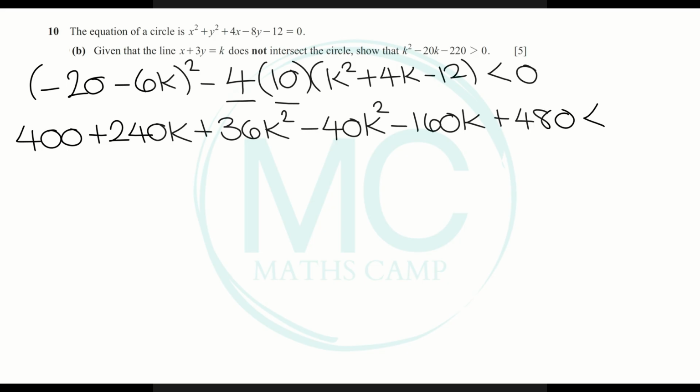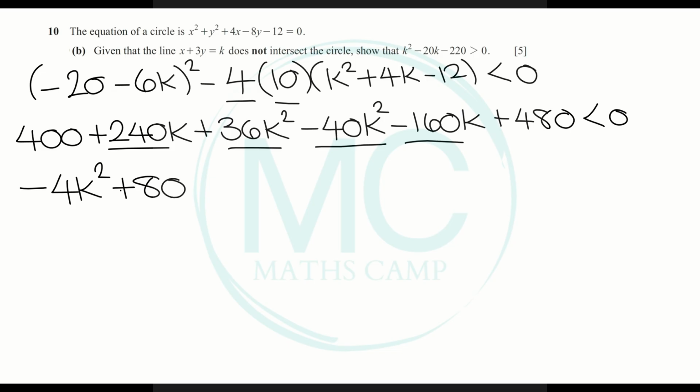And we make this smaller than 0. Once again, I need to add like terms. Let's start with our squares. 36k squared minus 40k squared gives me negative 4k squared. 240 minus 160 gives me 80, so plus 80k. 400 plus 480 gives me 880. And this is all smaller than 0.